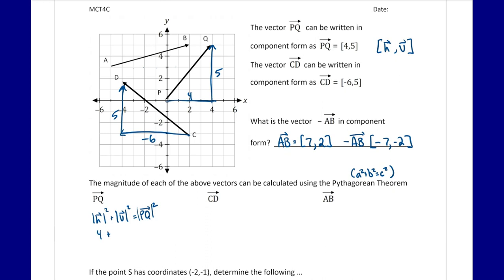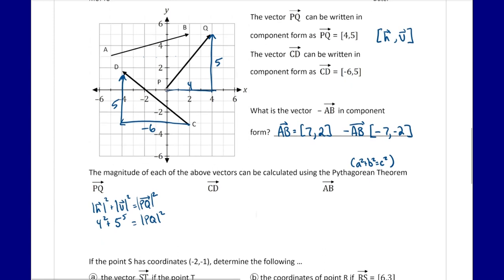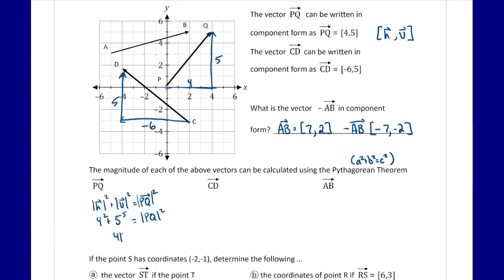So 4 squared plus 5 squared equals the magnitude squared. So we get 41 is equal to the magnitude squared. To get the magnitude by itself or the measurement by itself, I take the square root. So that means the magnitude PQ is equal to the square root of 41.